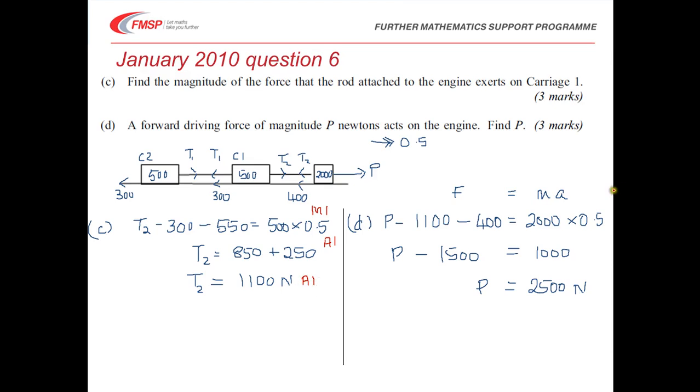And similarly here you had a method mark for your mass times acceleration, and an accuracy mark if you got this F equals ma all correct. So you had all the different parts of it correct, and then there was an accuracy mark for finding 2500 newtons. This was actually a follow-through mark as well, so if you did make a mistake, perhaps you didn't get 1100 newtons correct, but if you did all the other working correct, then you would have got it following through. So 9 marks in total for the question.